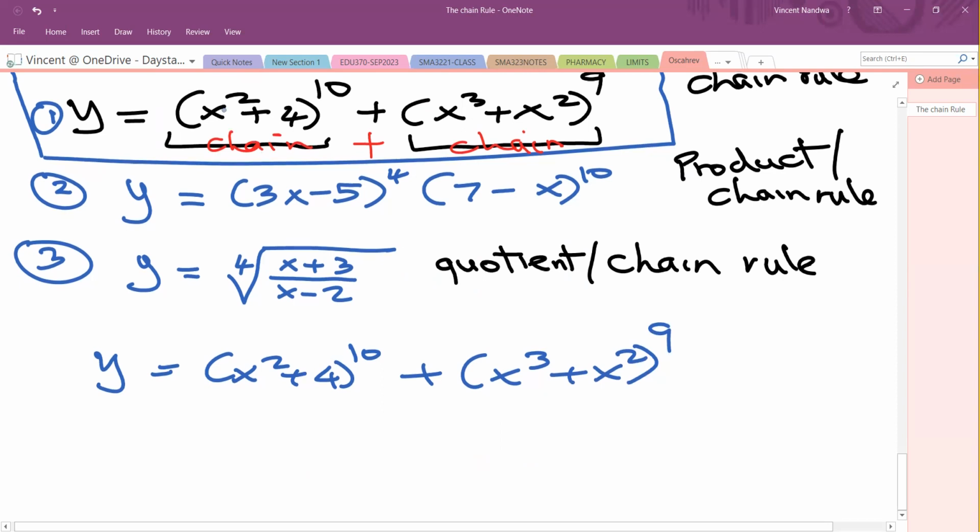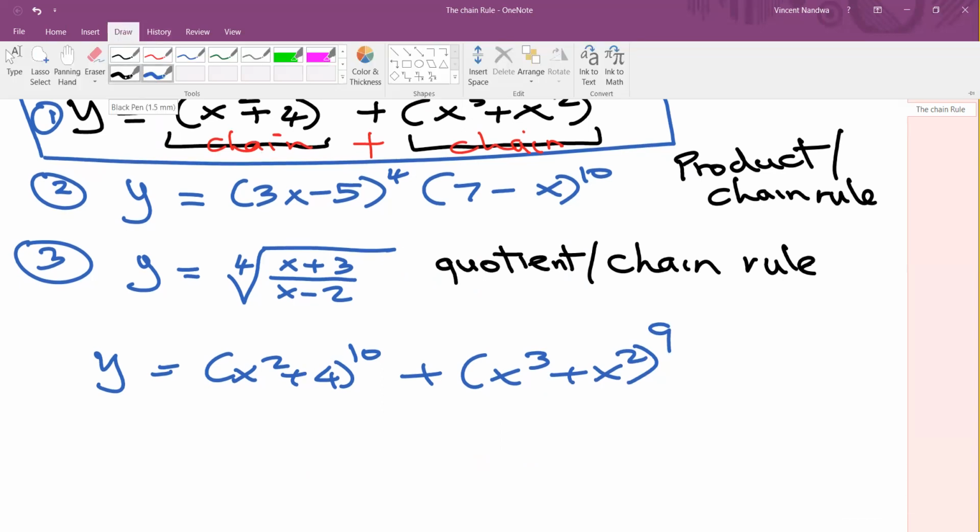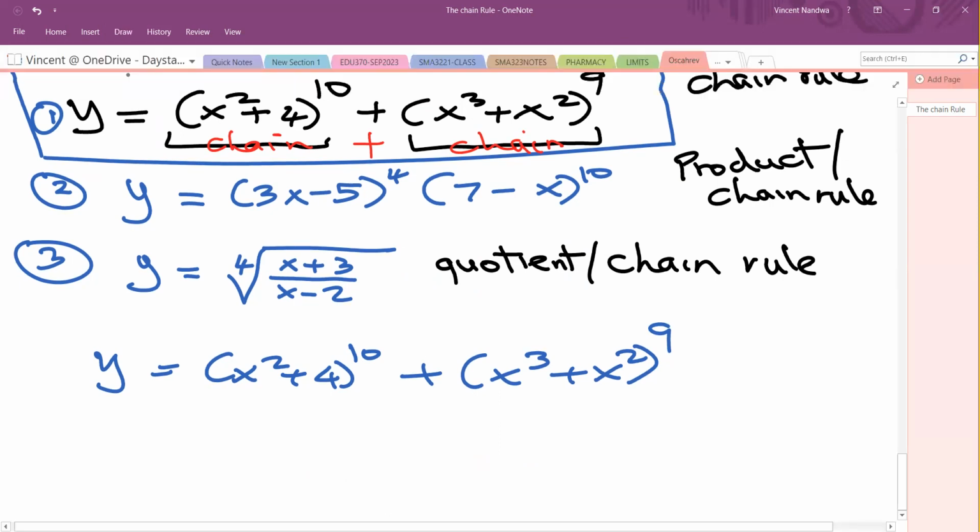So I said yesterday that once we have done several problems on chain rule, you should be able now to master the concept and apply it to more than one part of the function. For example, in this case, we see there are two parts. Like if you say this part A, this part B, okay?